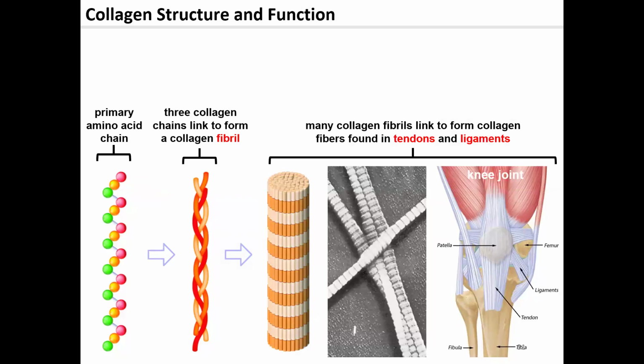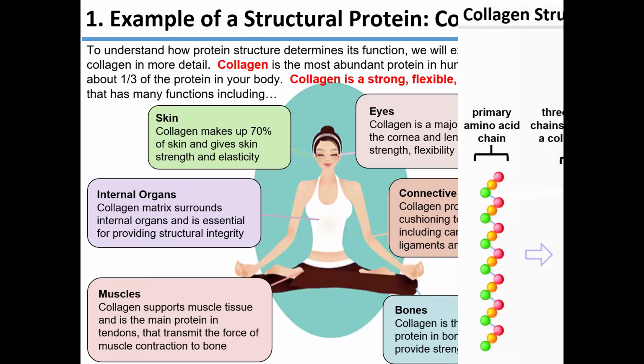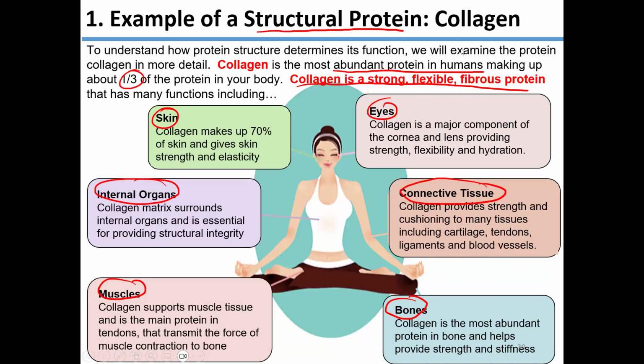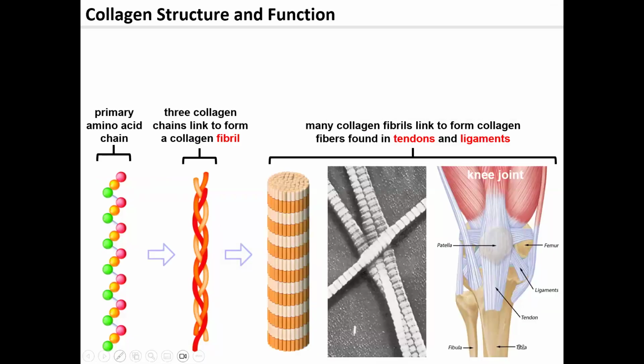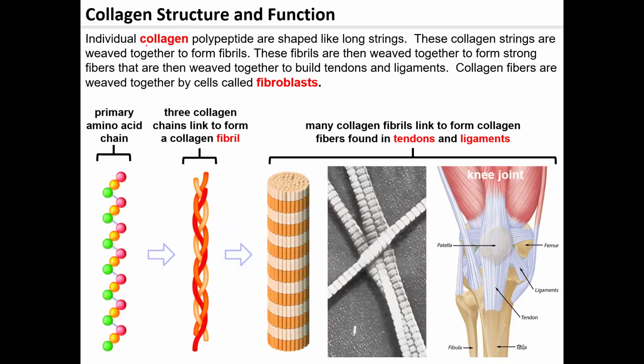When it comes to collagen, the reason it's so strong, flexible, and fibrous, just like the past slide says, has to do with the actual structure of it. Looking at this over here, you can see that individual collagen polypeptides are shaped like long strings. These collagen strings are weaved together to form fibrils. These fibrils are then weaved together to form strong fibers that are then weaved together even further to build our tendons, ligaments, and things like that. So collagen fibers are weaved together into cells called fibroblasts.